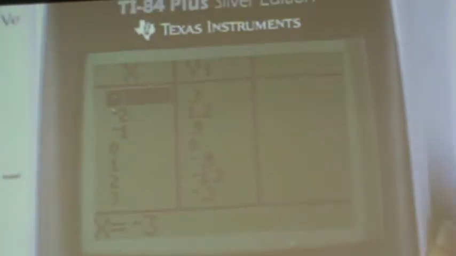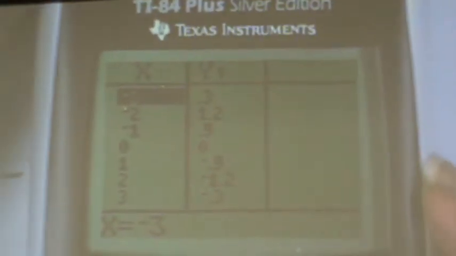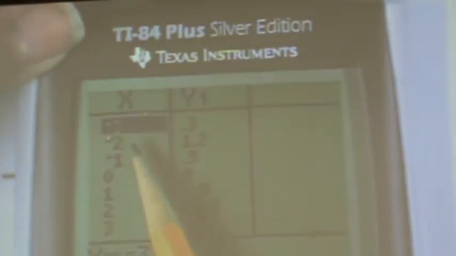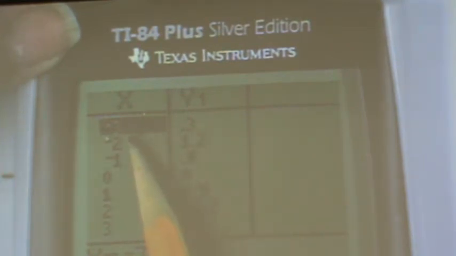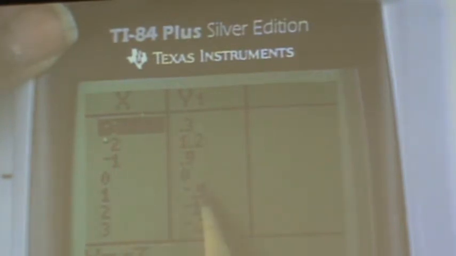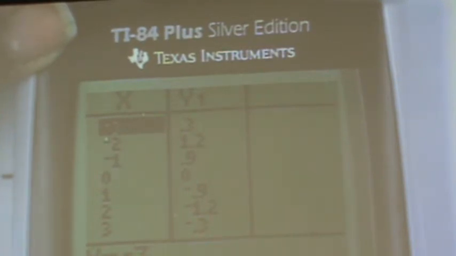If I hit second table, for every ordered pair that you see, so let's name this point. This is (-3, 3). Actually, that's a 0.3, right? That's a 0.3. (-3, 0.3). If (-3, 0.3) is on the graph, then (3, -0.3) is on the graph. And there it is, right there. If (-1, 0.9) is on the graph, then (1, -0.9). So that's how you can look at the table of values and tell if it has symmetry to the origin.